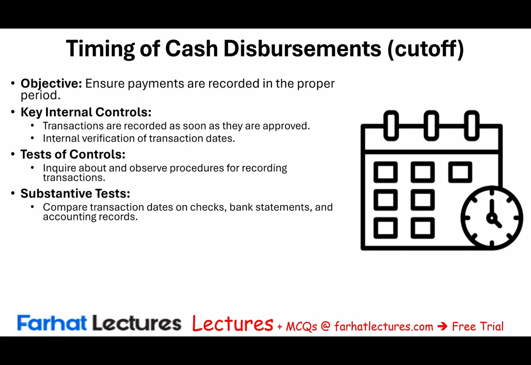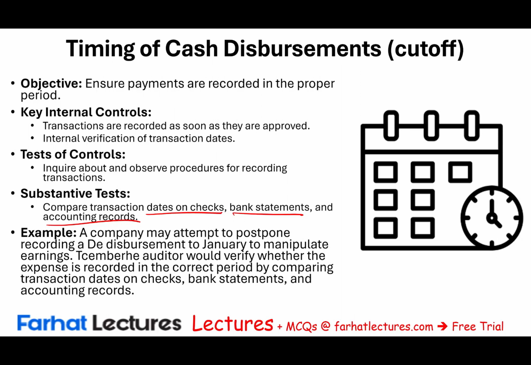What can we do as substantive testing? Compare transaction dates on checks, bank statement, and accounting record. Well, if you're doing this, let me check. Now it's my turn to check. I'll take a look at a check, date that check, go back, see when it's recorded in the accounting record. Should be the same date. Like if they issue a check on March 4th, the check should be March 4th. It should be recorded in the accounting record March 4th. But then March 5th, that's not a big deal, but close enough. So a company might attempt to postpone recording a disbursement to January to manipulate earnings.